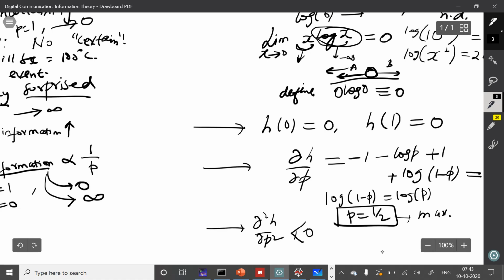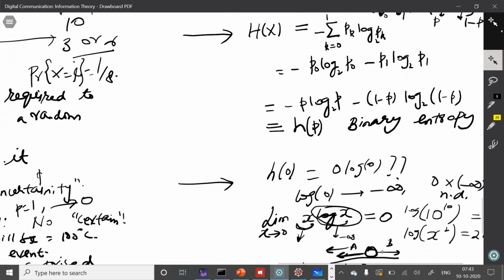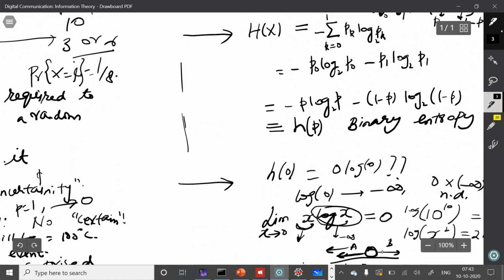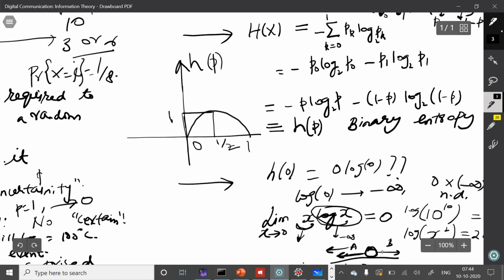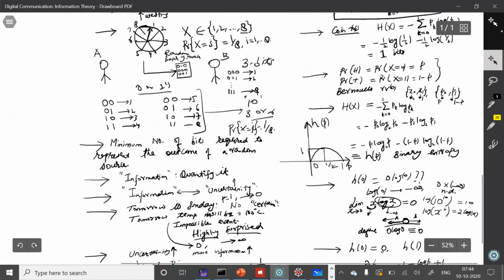So this function is 0 at 0, it is 0 at 1, and it has a peak at half. And definitely, since there is a logarithm in it, I will plot it here. I don't have much space. So 0, 1, and this is the half point. At half, h of half is 1. This type of function is called a concave function, which has a maximum. So this example will give us some idea about the nature of entropy.